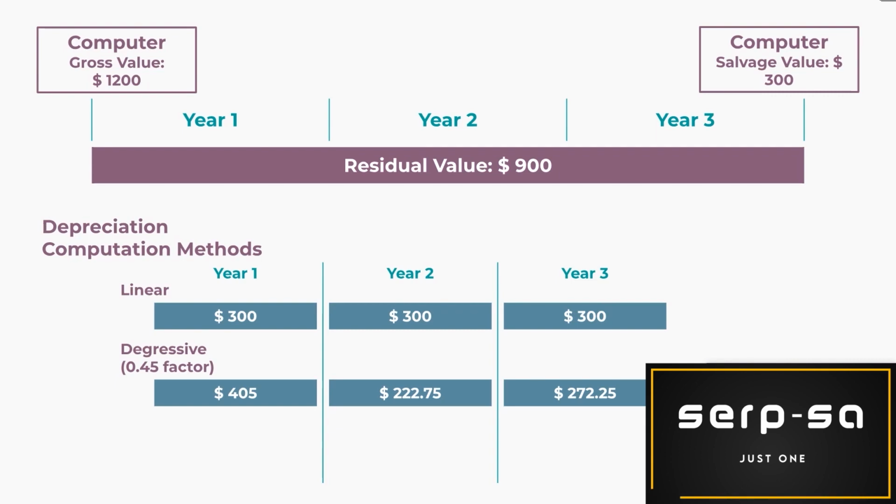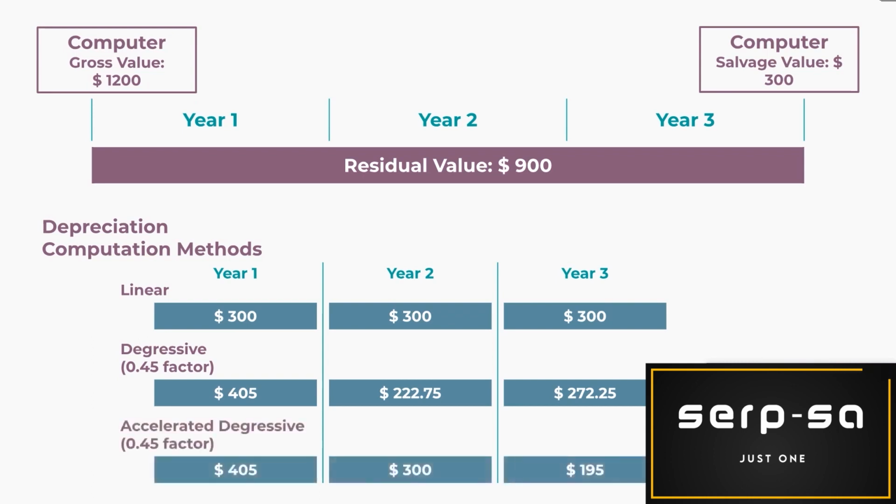For example, here, the first entry multiplies the $900 of the initial residual value by the 0.45 factor, which gives the first entry $405. Then the new residual value of $495 is also multiplied by the degressive factor to give a value of $222.75 for our second entry. And finally, the last residual value is used for the last depreciation entry.